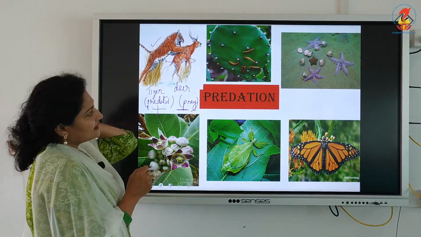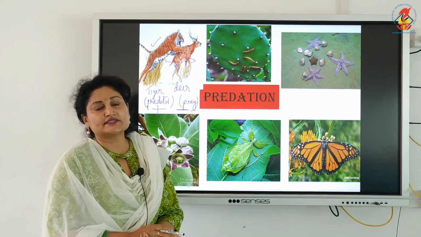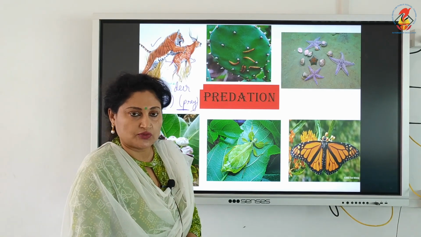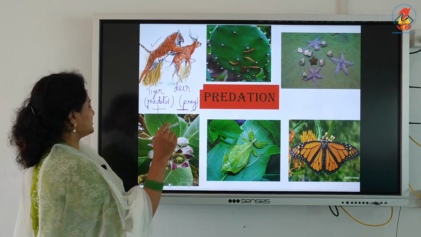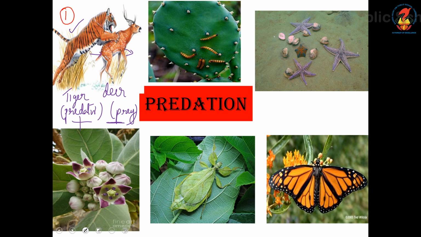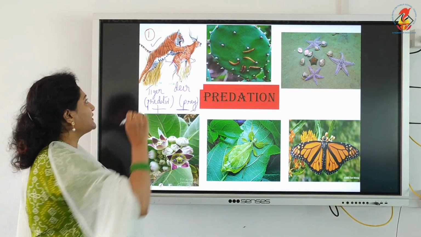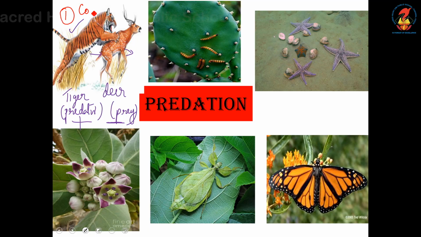Now let's see the role of predators in the ecosystem, or the advantages of predation in the ecosystem. First, from the very first example, the first role you can understand of the predators is that it serves as conduits for energy transfer.